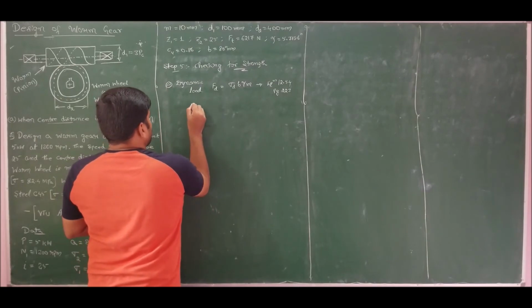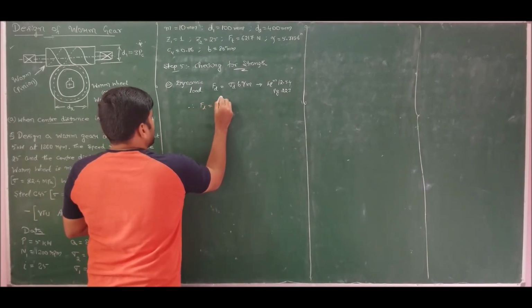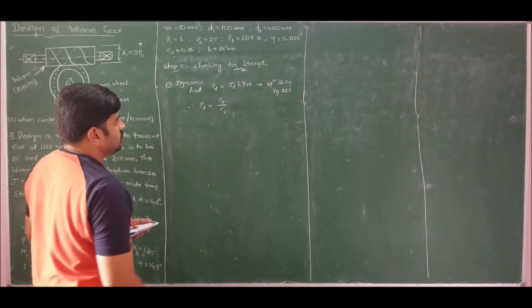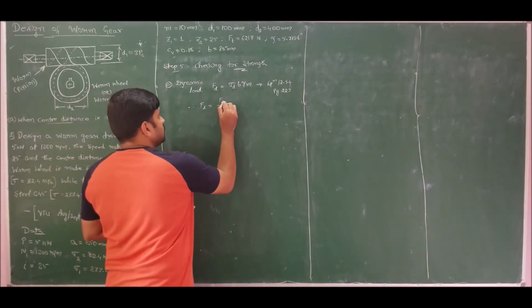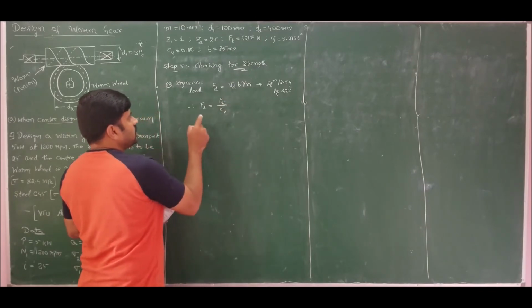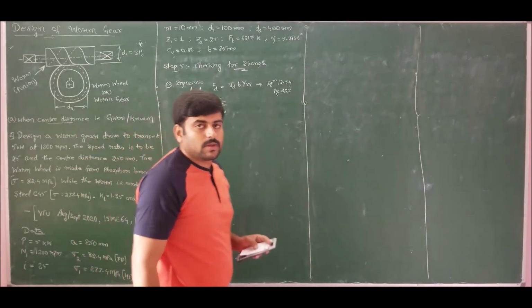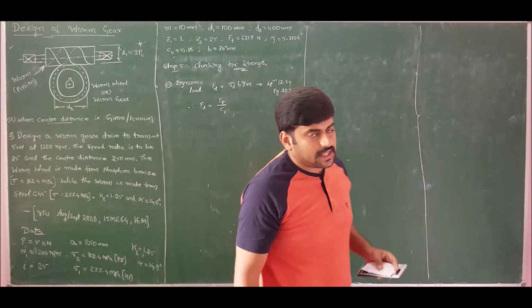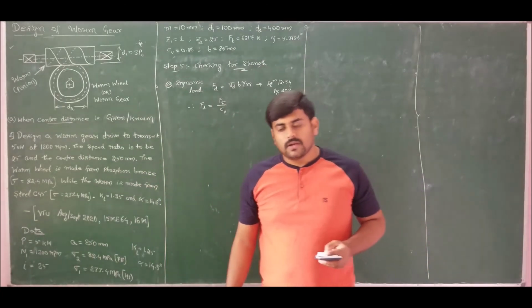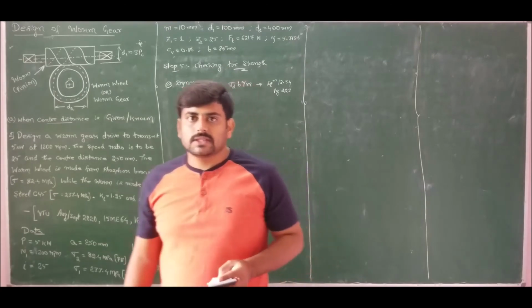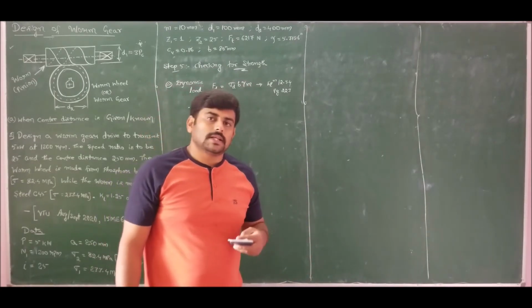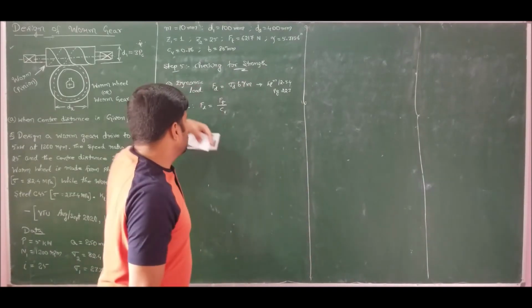So we should always take Fd as Ft by Cv. If you compare this with the equation of Levy's beam strength for tangential load, you can observe this. Always should calculate based on this. This is because Ft is always calculated based on torque, whereas Ft based on Levy's equation is the maximum permissible tangential load. This is the actual load transmitted.